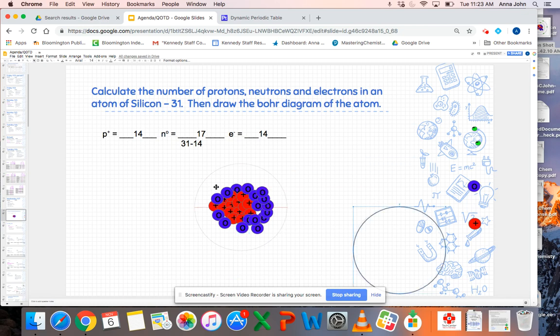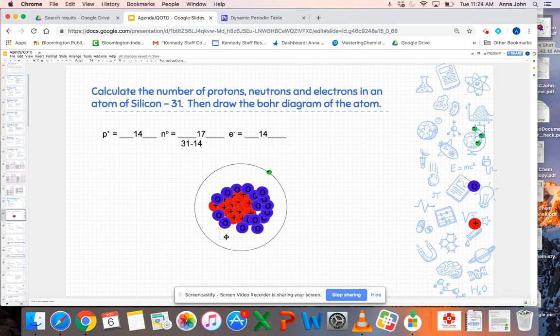Next, we're going to put in our electrons, and our electrons belong in orbitals. And remember, orbitals are rings around the nucleus. Our electrons are much smaller than our protons and neutrons, and so we want to make sure that in our drawing, we show that they're much smaller. So we're going to put these in. Now, another thing that we need to remember about our electrons is that they belong in certain orbitals. So what that means is that we can only put a certain number of electrons into each orbital.